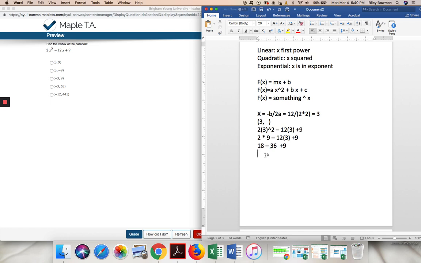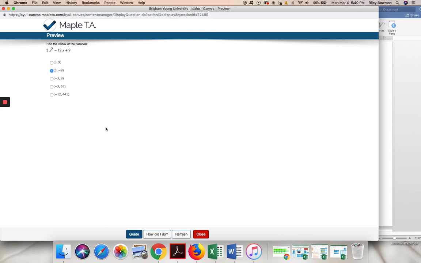Okay, so 18 minus 36 and then add 9. So 18 minus 36 gives me negative 18, and then I still have to add the 9. Negative 18 plus 9 leaves me with negative 9, right? 9, yep, so negative 9, that tells me that this is my correct vertex.